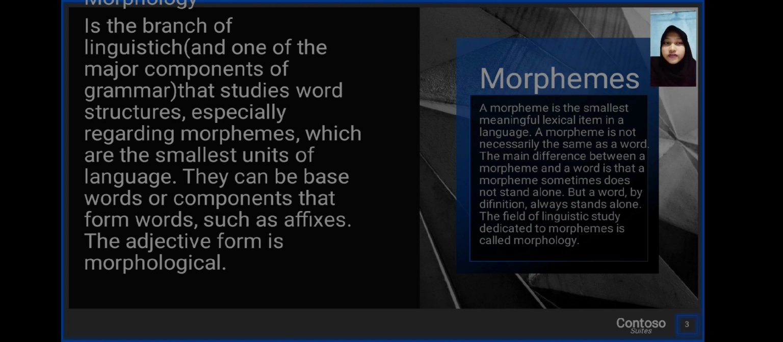In another definition, morphology is the branch of linguistics and one of the major components of grammar that studies word structure, especially regarding morphemes, which are the smallest units of language. They can be base words or components that form words, such as affixes.